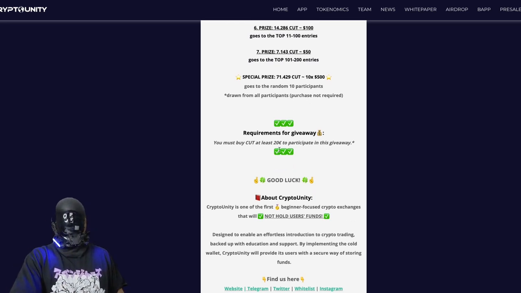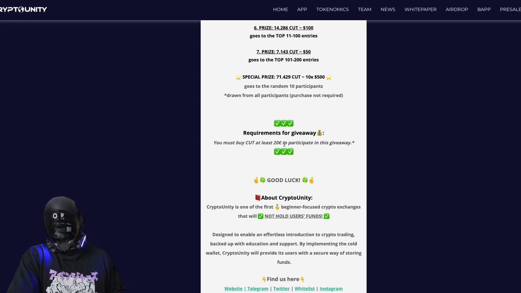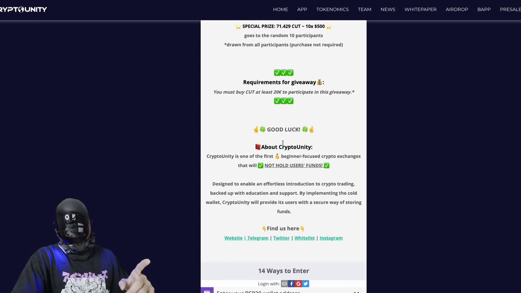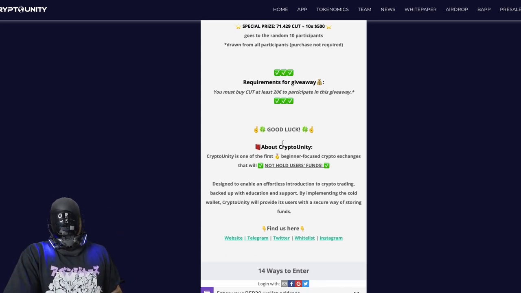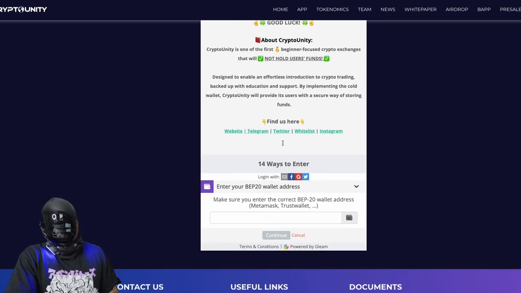What are the requirements? You must buy CUT at least at 20, whatever this is, euros, not sure, to participate in this giveaway. I will definitely look this currency up and let you know in the description box below, but it's not much. So that's all you need to do. Best of luck to you.